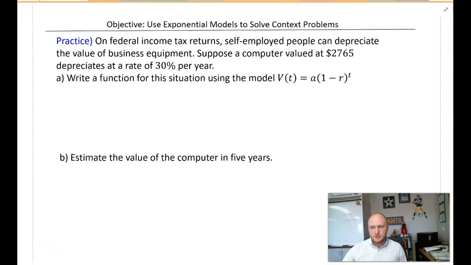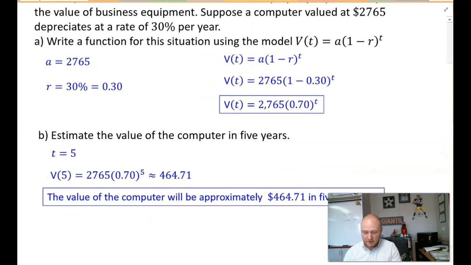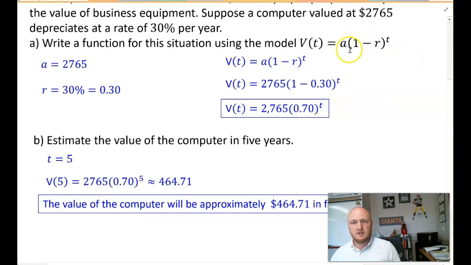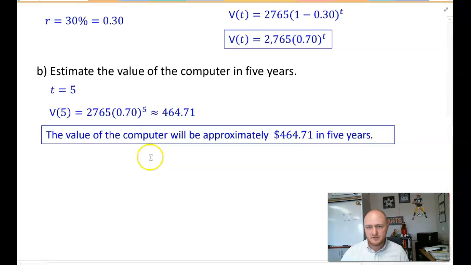Alrighty, hopefully you had a chance to try this practice problem. Here is our function model. The initial value of the computer was $2,765. The rate is 30%, and again, that's depreciation. So the base, you're going to subtract that from 1. The computer only retains 70% of its value each year. So there's our function, v of t equals 2,765 times 0.7 to the power of t. And then we want to evaluate what is the value of the computer in 5 years. So if we evaluate at 5, we get approximately $464.71.